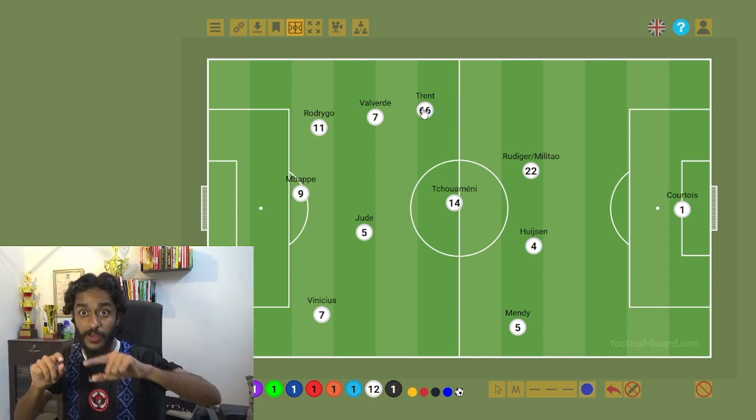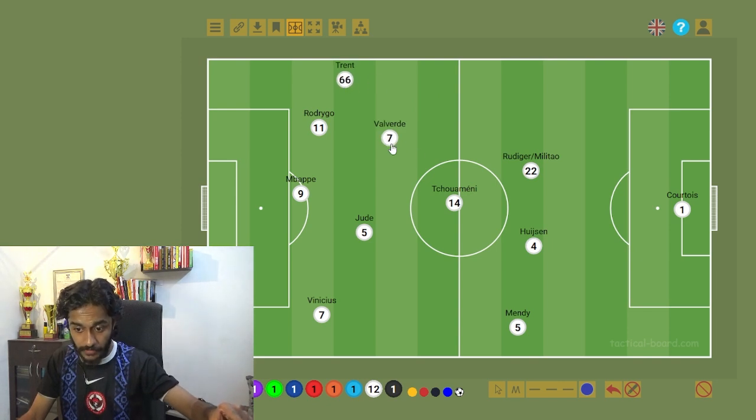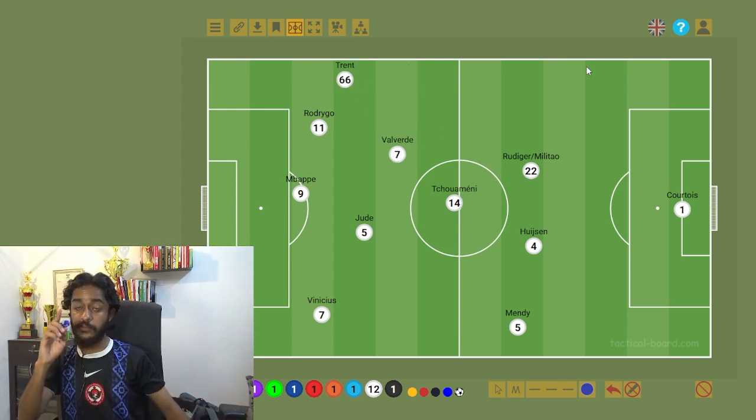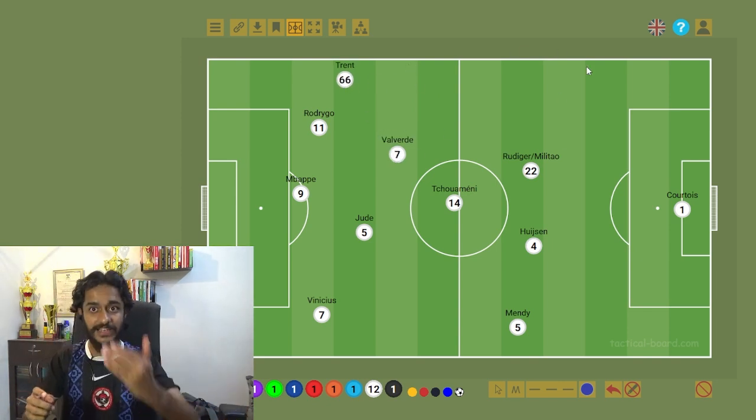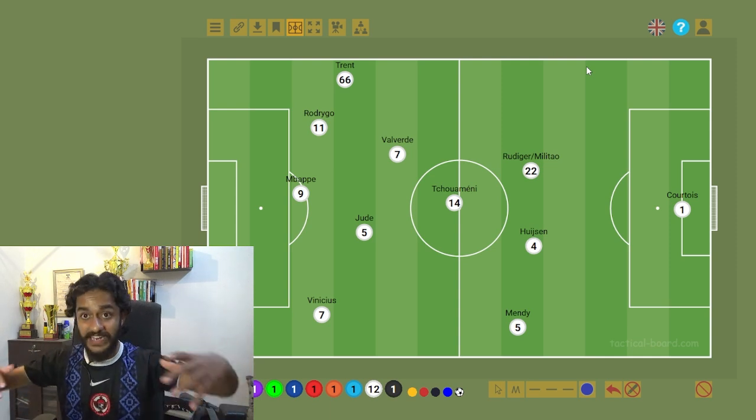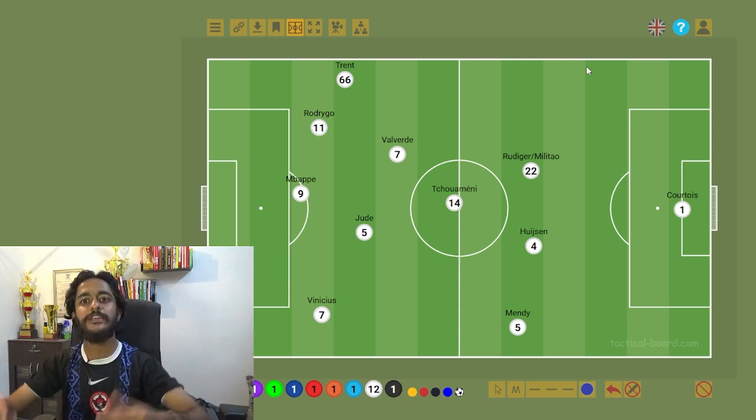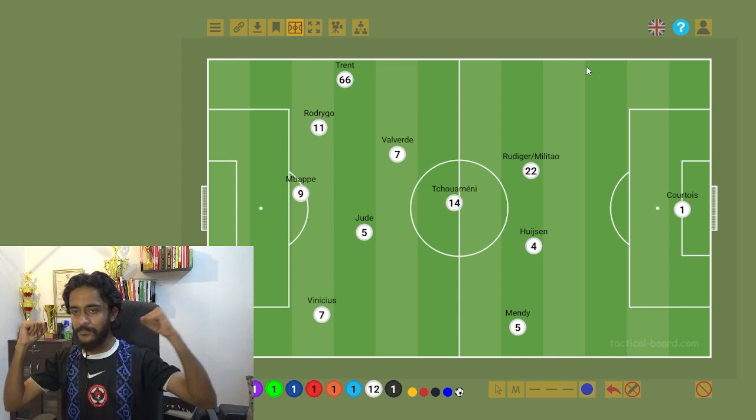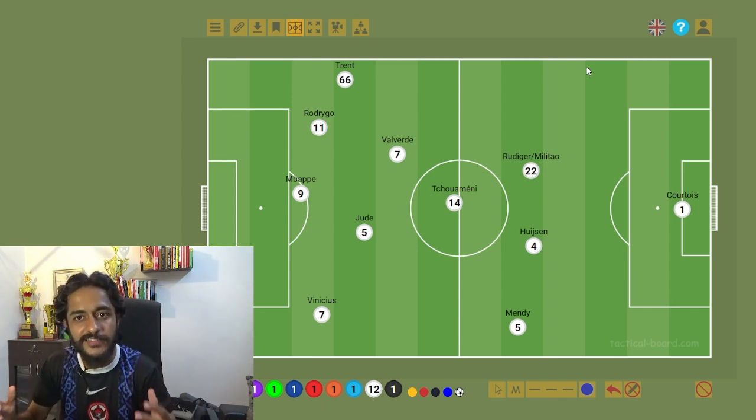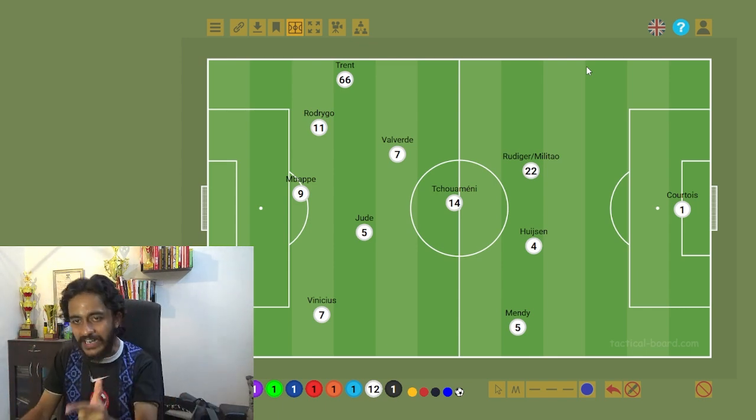But if Alonso asks him to do this, and if this space is left behind and they concede goals from that side, I think Liverpool fans and everyone will say, look, Trent's mistake, Trent's mistake, Trent cannot defend. And it's not true, is it? Because even if he cannot defend, he's brilliant in that position.